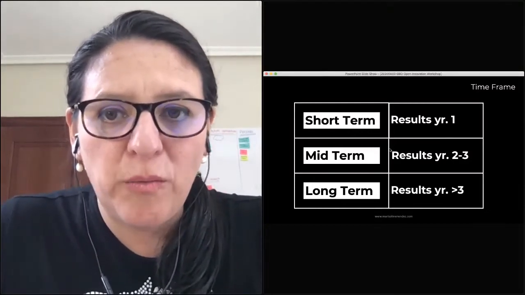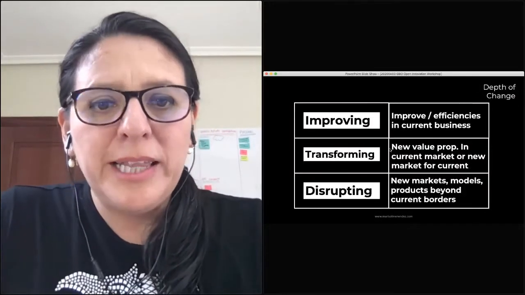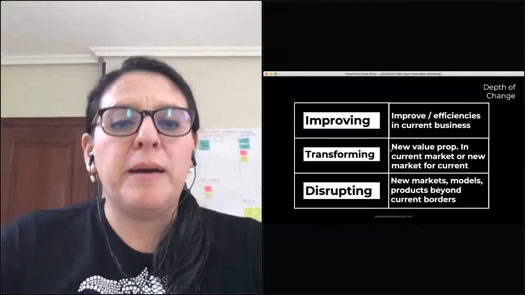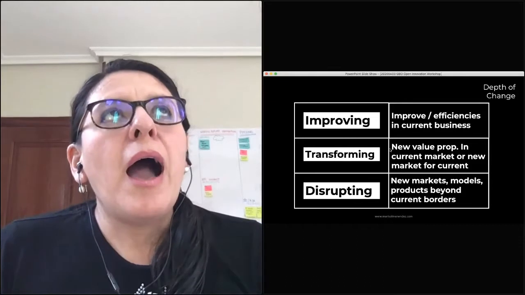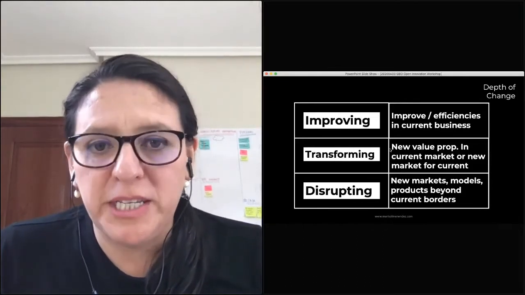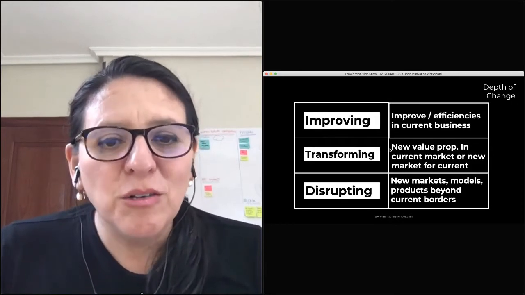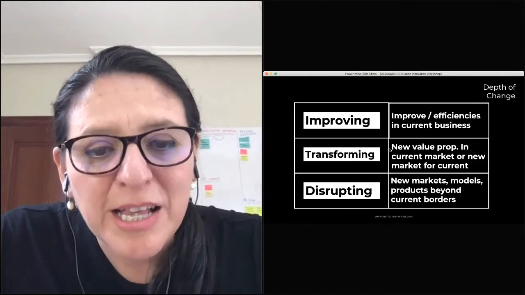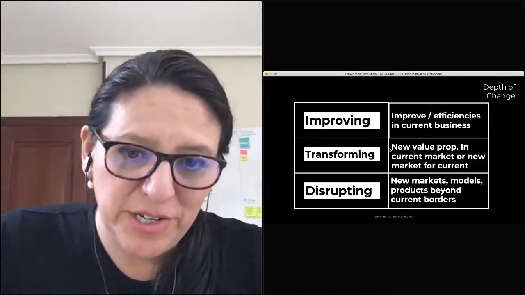variable, and now we are going to go faster, okay? Depth of change. And here we need to think about how deep is the change that we want to get from our innovation activities. This might also seem a basic question, and in one of the workshops I did, somebody said, everybody will answer the same.